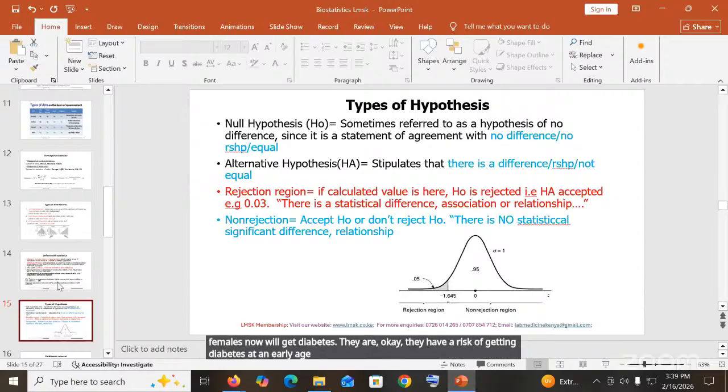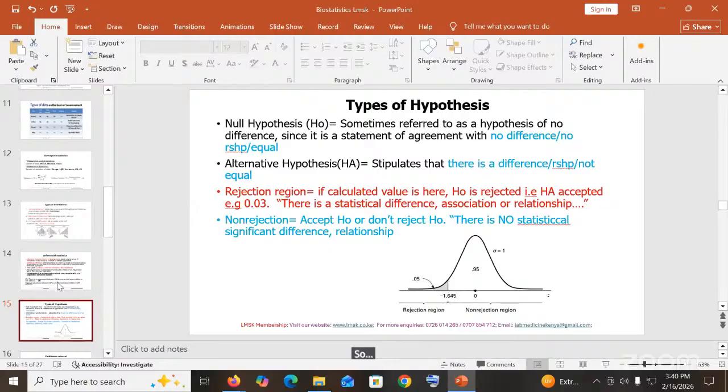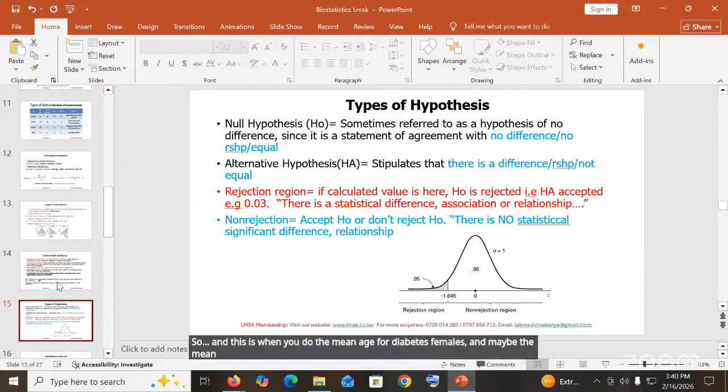Now when you talk of the alternative hypothesis, we are saying that there is a difference. This is when you compute the mean age for diabetic females and the mean age for diabetic males, and you find that there is a difference. Whereas for the null hypothesis you say gender does not relate or associate: there is no association between gender and the age of diabetes patients.